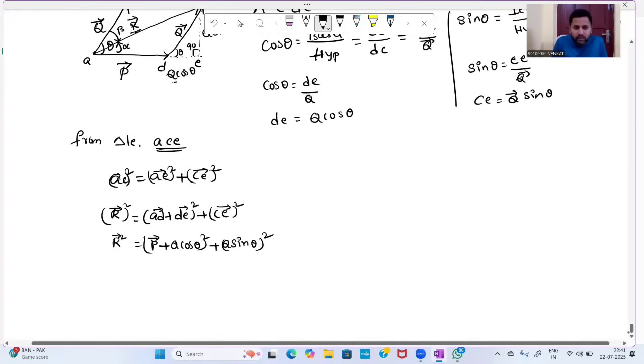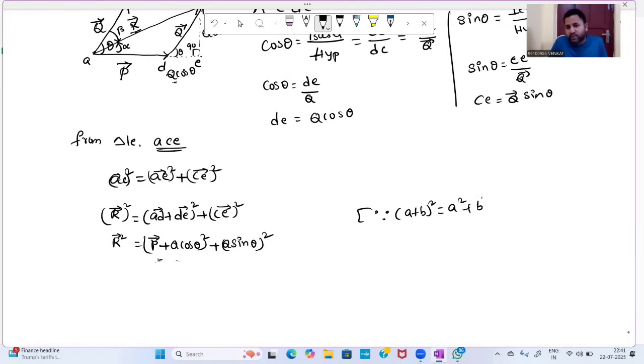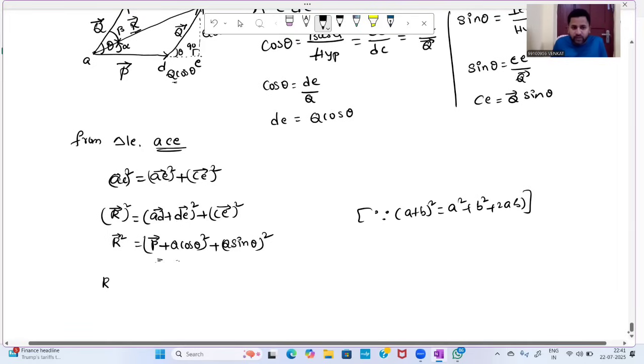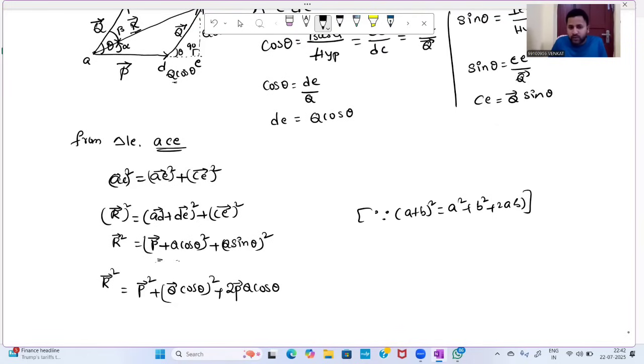Here we know this is in the form of the a plus b whole square formula. What is the a plus b whole square formula? a square plus b square plus 2ab. Then simplify: R square equal to p square plus q cos theta square plus 2pq cos theta, plus q sin theta whole square.